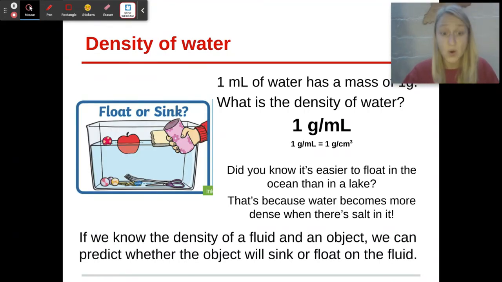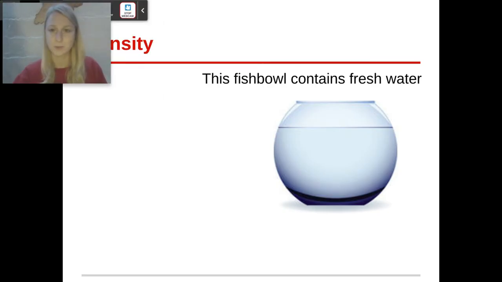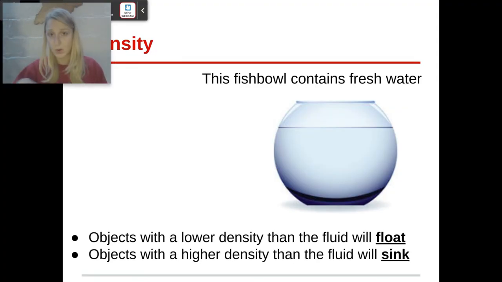So, if we know the density of a fluid, and if we also know the density of an object, we can predict whether the object will sink or float on the fluid. This fishbowl here contains fresh water, so 1 gram per milliliter. Remember, objects with a lower density than the fluid are going to float. Their density is lower, so it's less dense, it's going to float. Objects with a higher density, objects that are more dense, are going to sink. Okay? Lower density things float, higher density things sink.